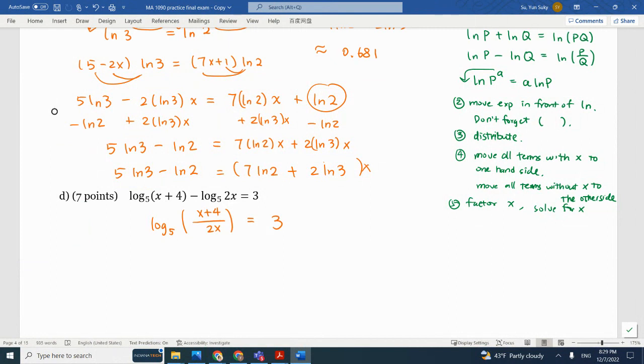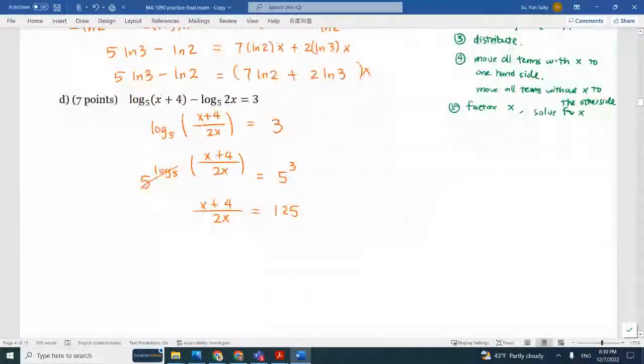Okay, so now let's see. We want to get rid of the log 5, so both sides raised to the power of 5. So 5 to the log 5 of x plus 4 over 2x is 5 cubed. 5 and log 5 cancel. So we have x plus 4 over 2x equals, so you know 5 times 5 is 25, times 5 is 125. Okay, and now we can solve for x. Both sides multiply by 2x to get rid of the denominator.